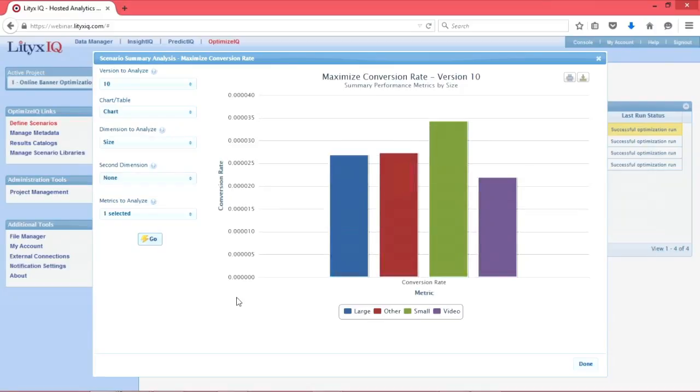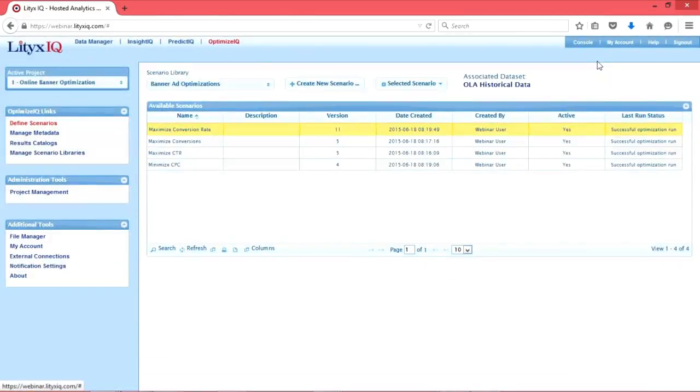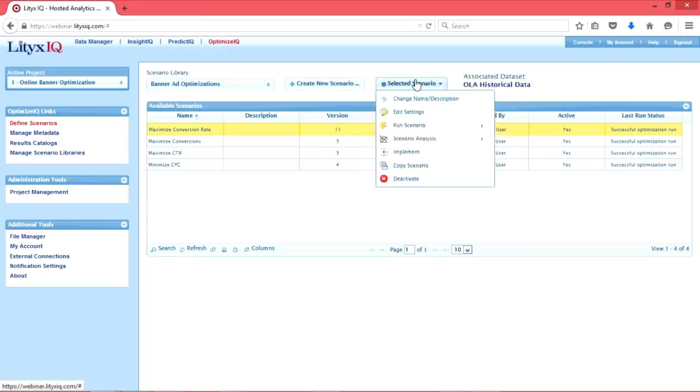I want to look at conversion rate by category and see how that breaks out as well. Clearly, it looks like we're putting most of our budget into that small size category because of its higher conversion rate that we can expect. Okay, so there's a lot we can do in terms of analyzing the results that come back from our optimization, but not just for a single scenario at a time.